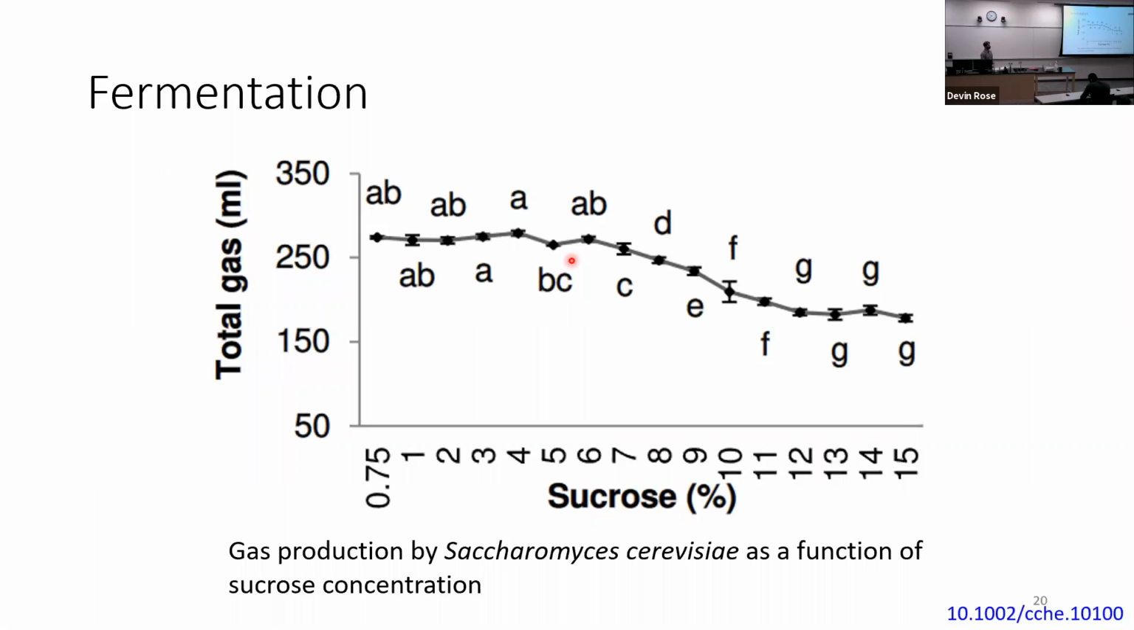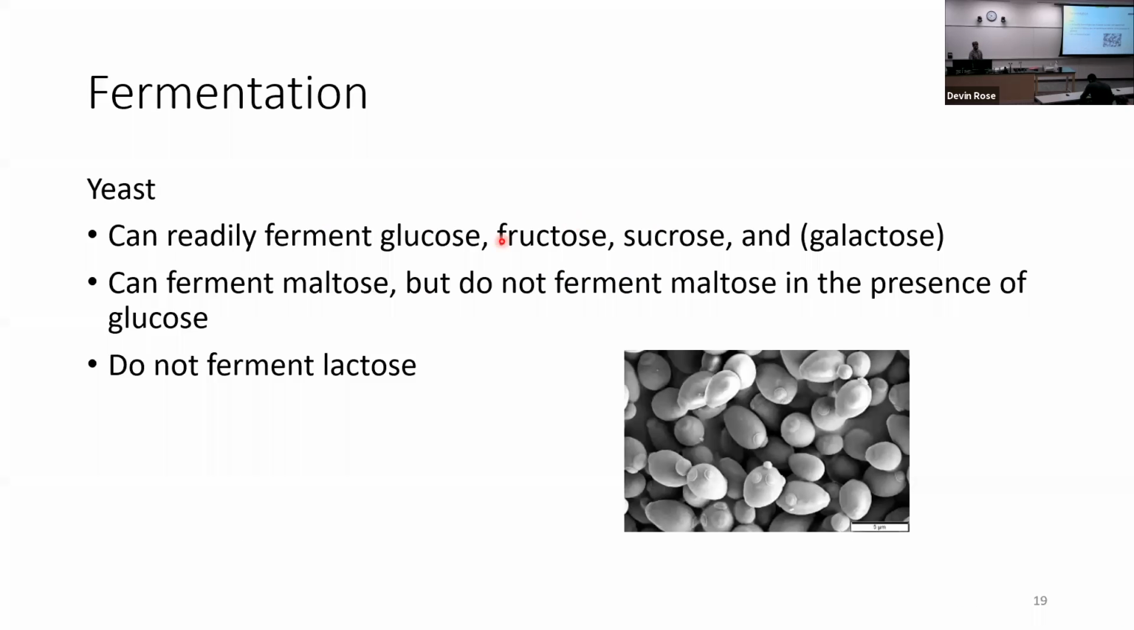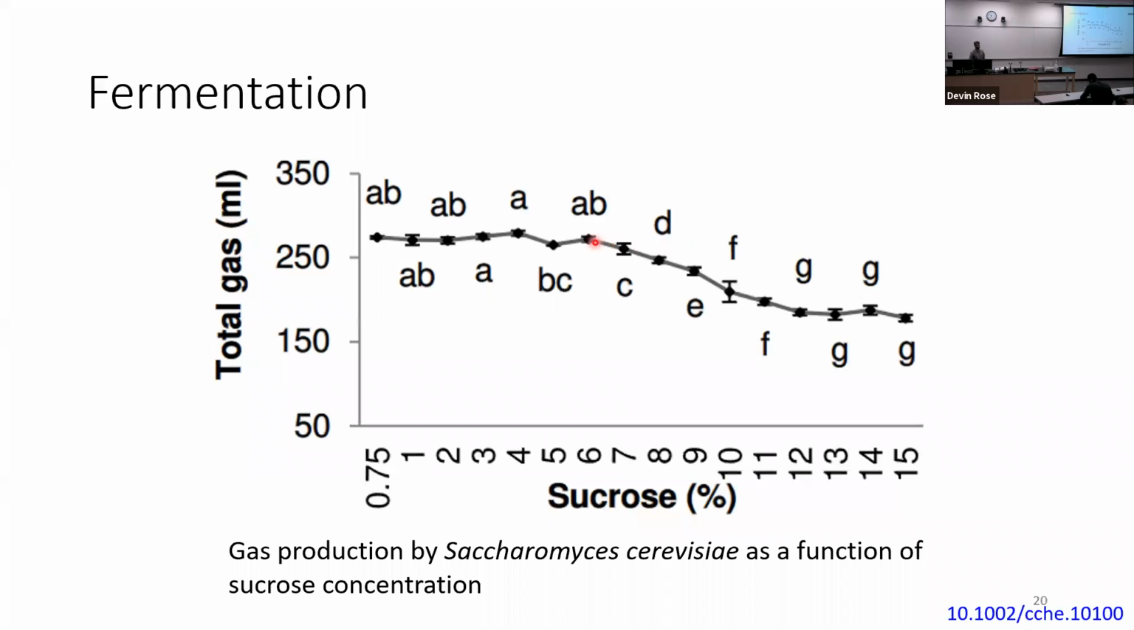Here we have gas production. So this is in a bread dough, and we have different sugar concentrations, and this is how much gas is produced. And so you notice that sugar is an important food for yeast. But you see that if you get too much of it, that gas production starts to decrease.